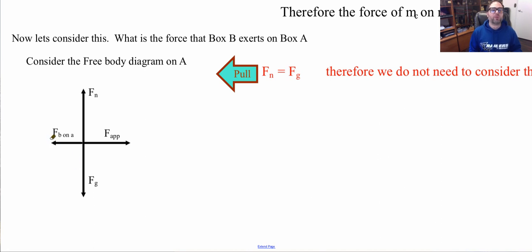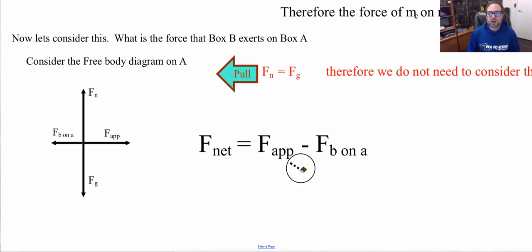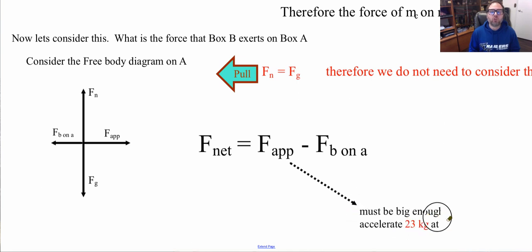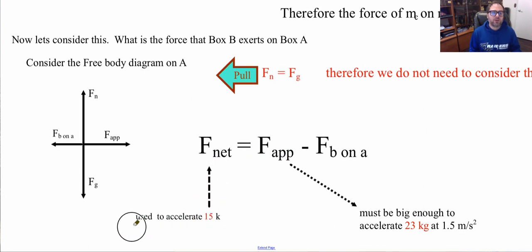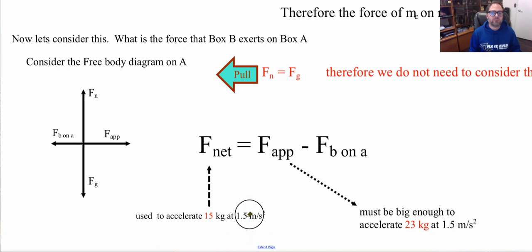We're still going to put in those forces, but we have to really focus on my x-axis here. So in this case, I know my force of B on A is pushing A back. We know my applied force is pushing A forward. So in this case here, we could say my net force is equal to applied force minus the force of B on A. Now my force applied must be big enough to move all 23 kilograms at 1.5 meters per second squared, because A is the first block in that system. We know my net force is used to accelerate 15 kilograms at 1.5 meters per second squared, because that is the force needed to move blocks B and C.